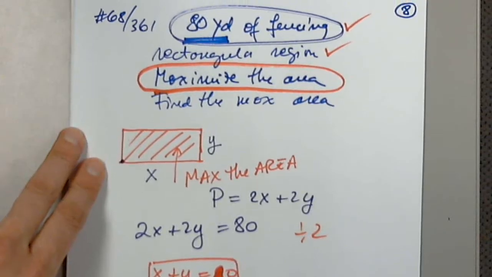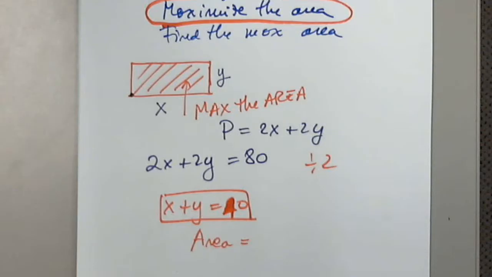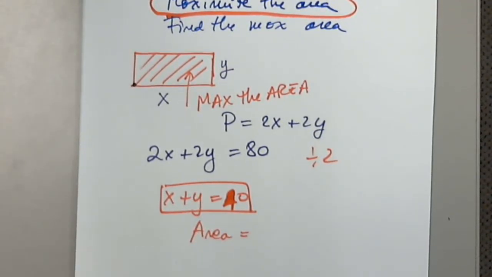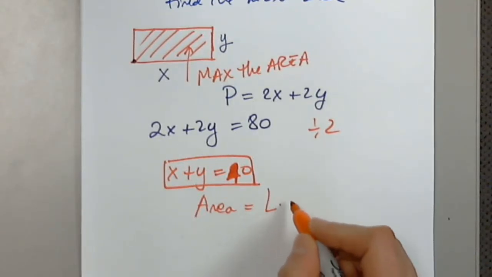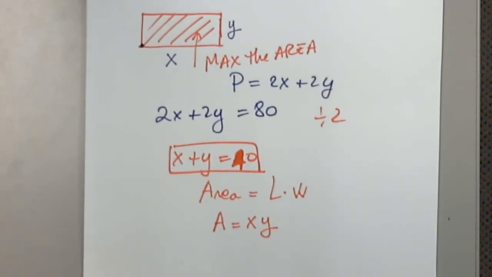I'm asked to maximize the area, but I don't know the area yet. How do I write the formula for the area of a rectangular region? Anyone? Good, perfect. So then this area, A, is x times y. However, this is the function. This is the first variable, which is x. And this is the second variable, which is y.